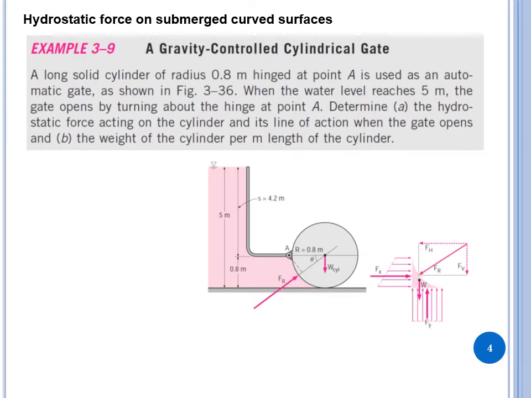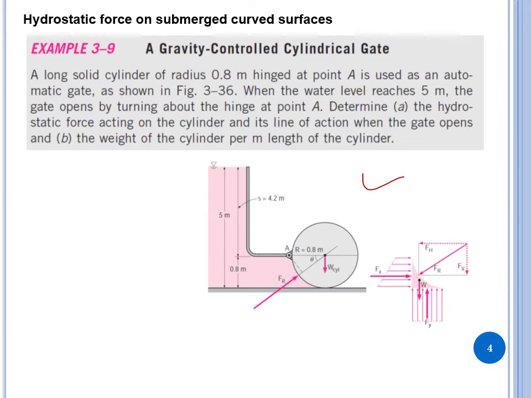So this is example 3.9. A gravity controlled cylindrical gate. A long solid cylinder of radius 0.8 meter hinged at point A is used as an automatic gate as shown in figure 3.36. When the water level reaches 5 meters, the gate opens by turning above the hinge at point A. Determine, first, the hydrostatic force acting on the cylinder and its line of action when the gate opens.